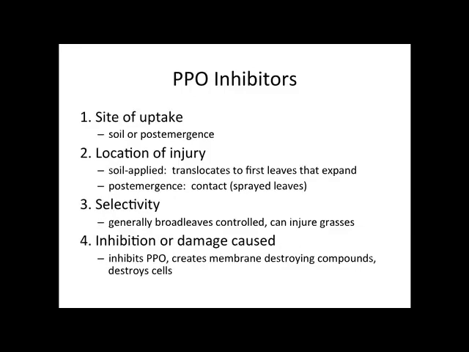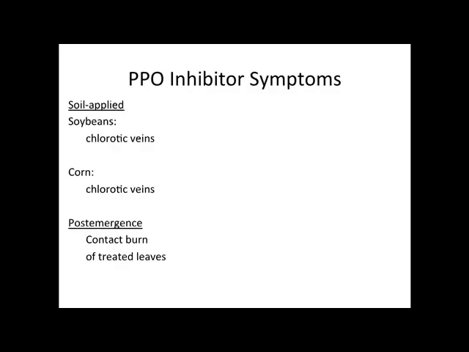For the PPO inhibitors, soil or post-emergence applications. Soil applied is translocated to the first leaves that expand. Post-emergence is contact where the leaves are sprayed. Selectivity: generally broadleaves are controlled, but they can injure grasses. Inhibition or damage caused: inhibits PPO, creates membrane destroying compounds, and then ends up destroying the cell.